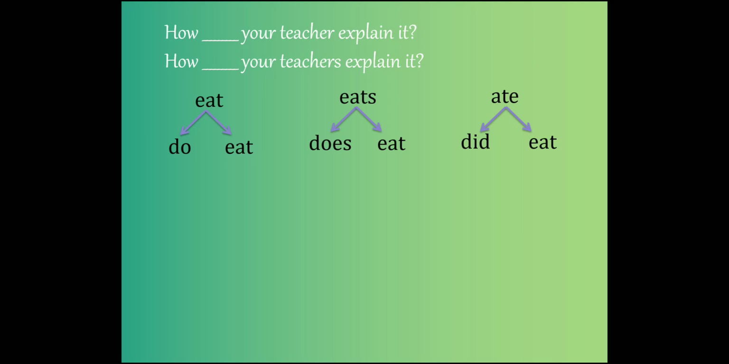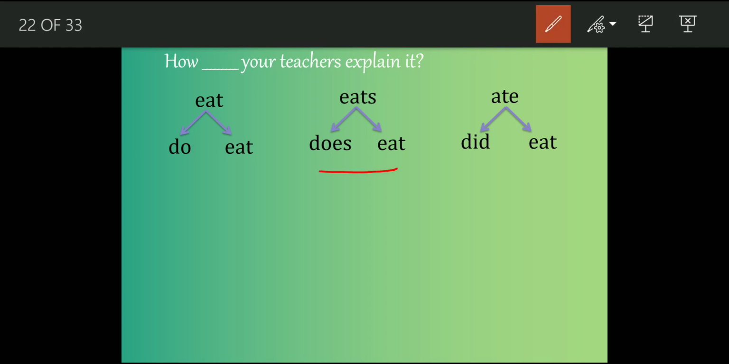Similarly, eats has does and eat in it. Are you following? Eats has does and eat inside it. And similarly, ate has did and eat inside it. Is it clear? We are trying to give a view of that. So in eat we have a helping verb do and eat in it. Similarly, eats has does and eat. Ate has did and eat.